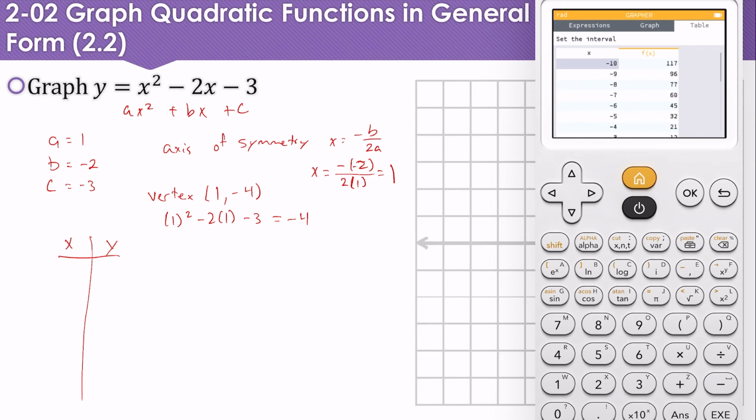My vertex was at (1, negative 4), so let's go smaller than that and bigger than that. I want 3 on each side. So let's try this. Negative 2 is 5. Negative 1 is 0. 0 is negative 3. 1 is negative 4. That was our vertex. And then it is symmetric on the other side.